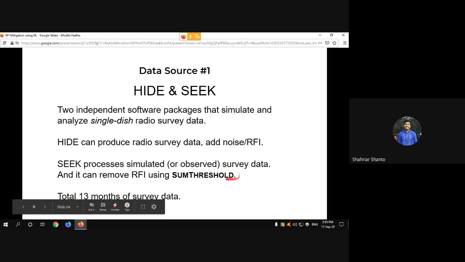Again, we talked about this. This is a threshold-based algorithm to detect RFI and mitigate it. They actually simulated 13 months of survey data using HIDE and SEEK.